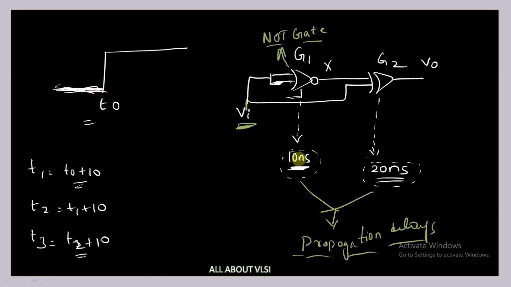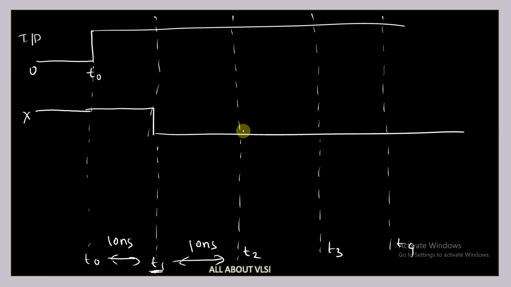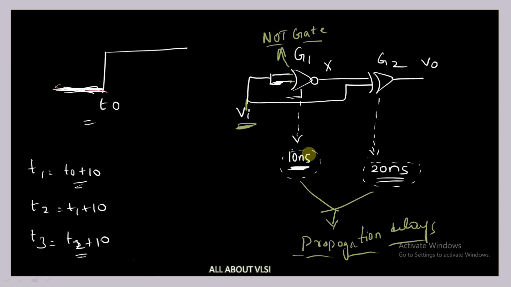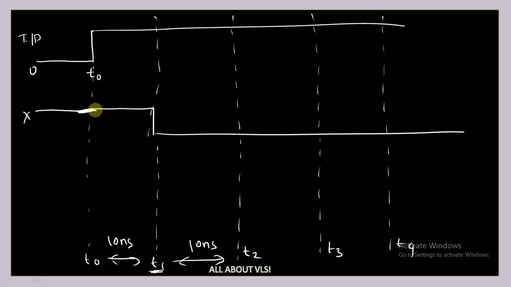If in the question they haven't specified this delay, then you would get the output of your NOR gate exactly at time t0. But since they have given this delay, we are going to get the output of the NOR gate after 10 nanoseconds.